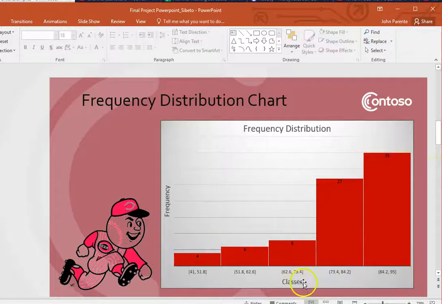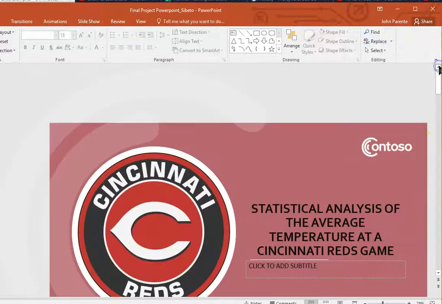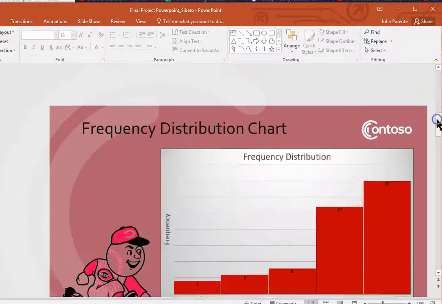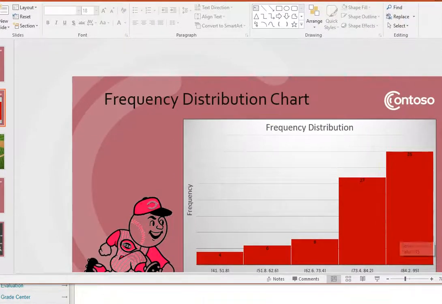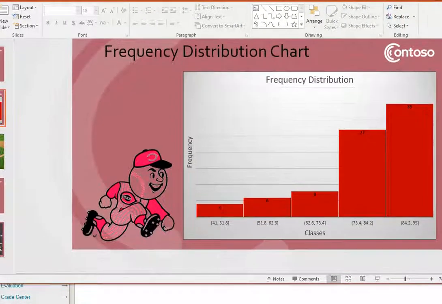Okay, I would rather have had, what is this, right? This is a statistical analysis of the average temperatures. So on slide 2 here, these are temperatures, between 41 degrees and 51.8. This person just put classes. I would rather it say temperature down here, right? So that could fix that up a little bit.